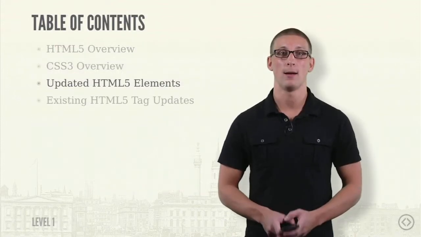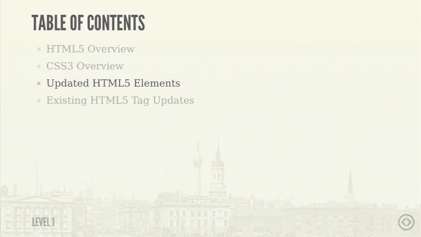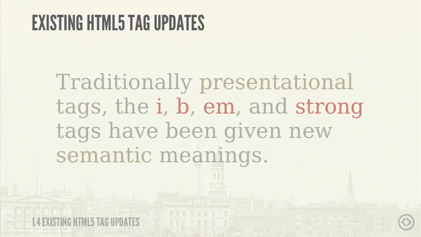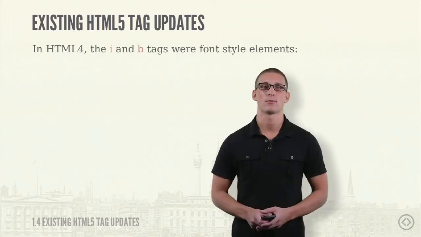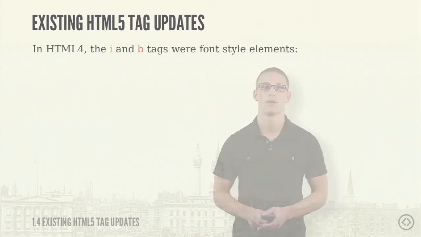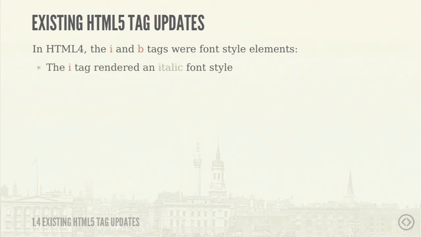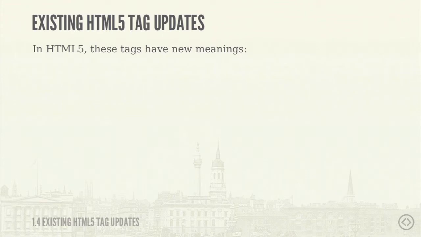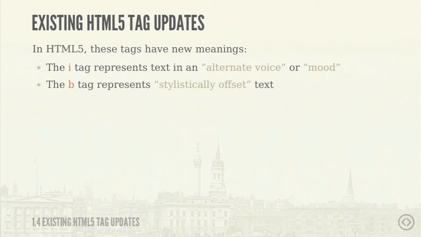So now that we've talked about some of the updated HTML elements in HTML5, let's wrap up this level by talking about the updates to the existing HTML elements in HTML5. The I and B and M and strong tags were traditionally considered presentational tags. But in HTML5, they've been given new semantic meanings. The I and B tags were considered font style declarations in HTML4. The I tag rendered text in an italic font style, while the B tag rendered text in a bold font style. In HTML5 though, these tags have new meanings. The I tag now represents text that is in an alternate voice or mood, and the B tag represents text that is stylistically offset.